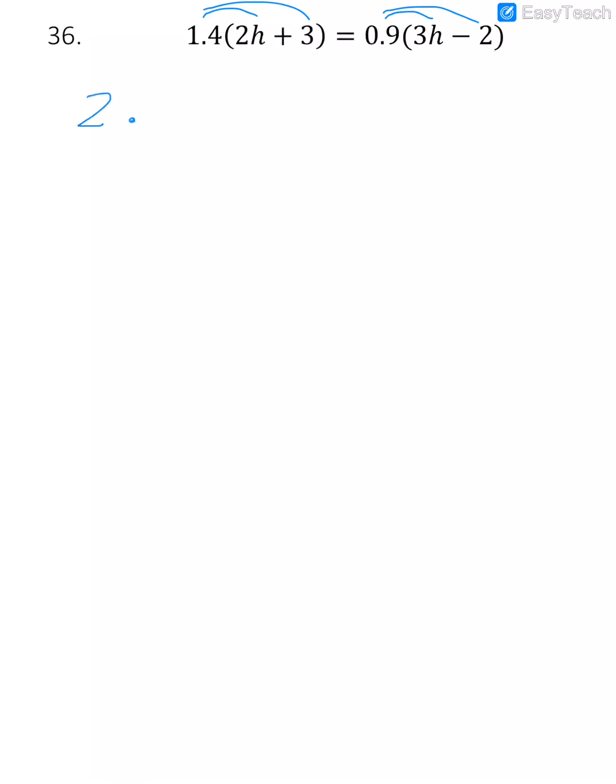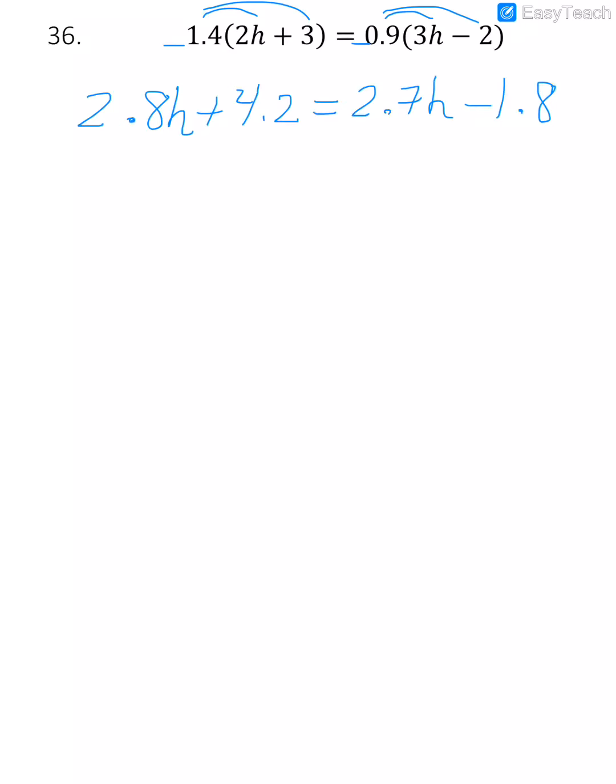So I get 2.8h plus 4.2 equals 2.7h minus 1.8. Okay, in this case they were both positive, but just remember if there was a sign out here, that would also be distributed in.